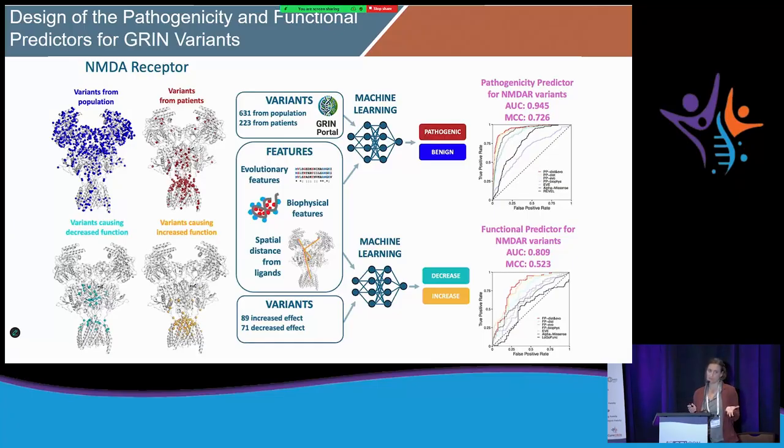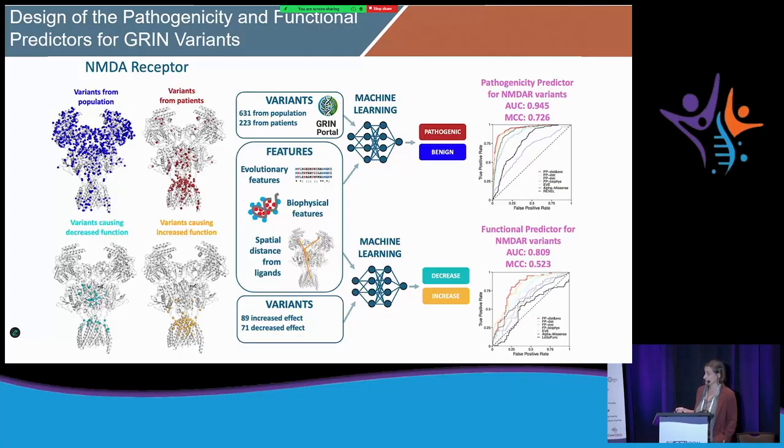features that are specific to NMDA receptors. That is the distance of our variant from the ligand site, so the glutamate or glycine site, or the magnesium block, and also the distance from the membrane or from the pore axis. We decided to introduce these features because we observed that population and patient variants distribute unevenly on the protein structure, with population variants clustering on the N-terminal domain, while patient variants cluster either on the ligand binding domain near the ligands or near the closure of the gate, near the M3 closure.